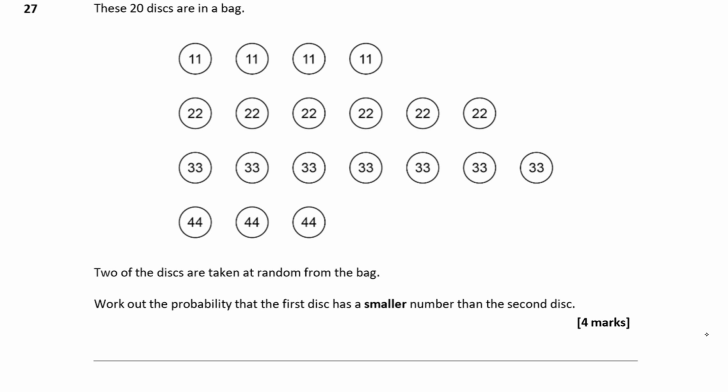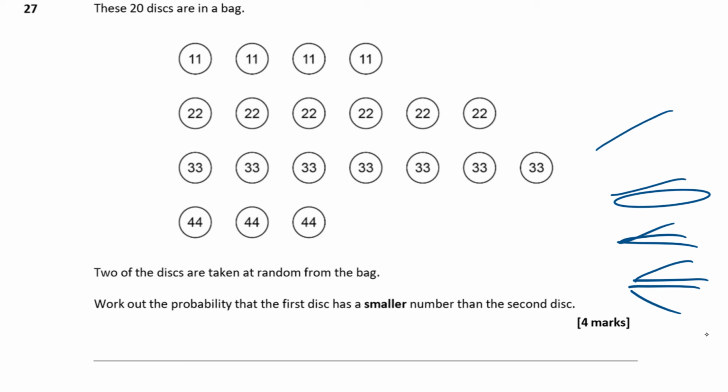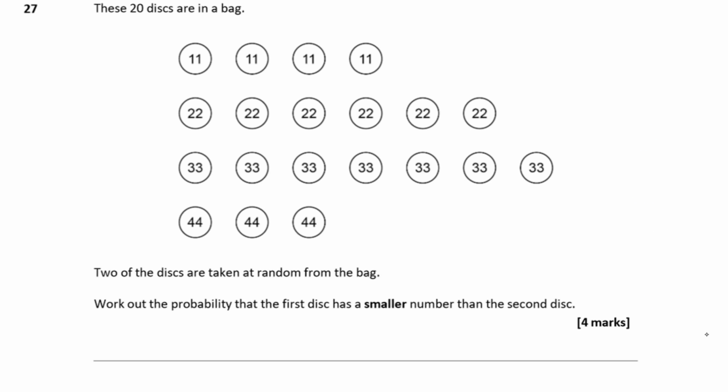Okay, now I could draw a tree diagram here, but it's going to be mighty messy, isn't it? Like if I did a tree diagram for all the possibilities, like 11, 22, 33, 44, and then 11, 22, 33, 44, it's going to end up being a forest. I don't want to do that. So I'm just going to treat each case separately and add them all up at the end.